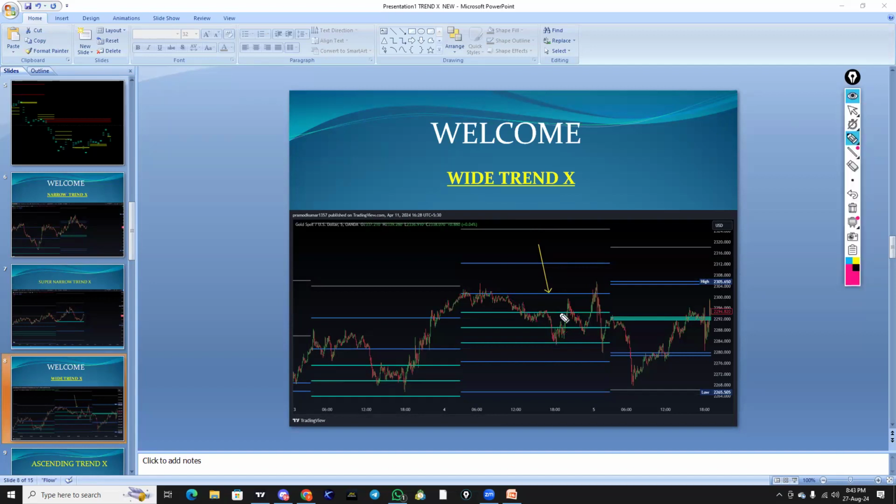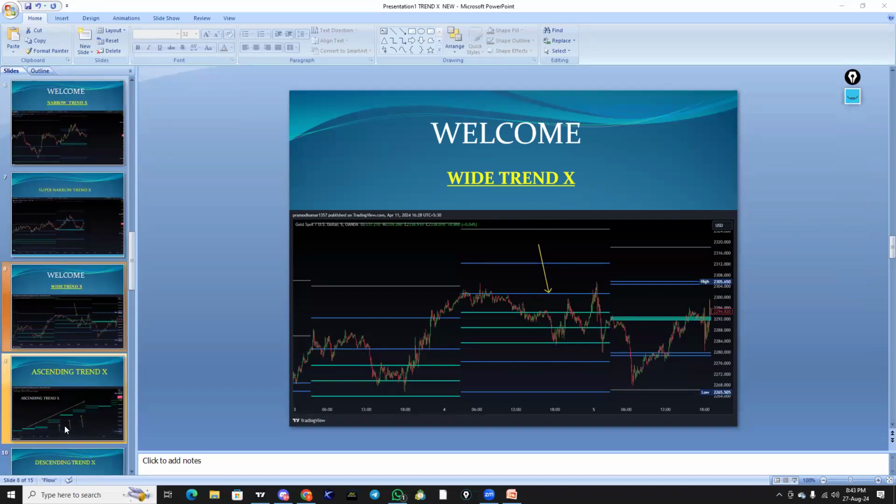Now I want to show you both on the same chart. Just look here. This is a wide trend X and this is a narrow trend X. You can see the difference between the trend X, and how the market will be volatile. I'll show you in the real market also.